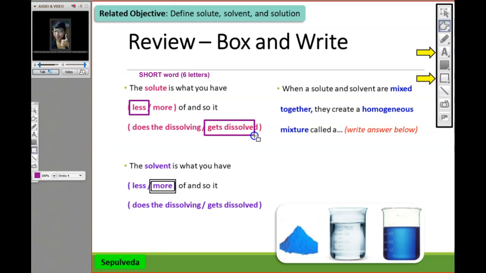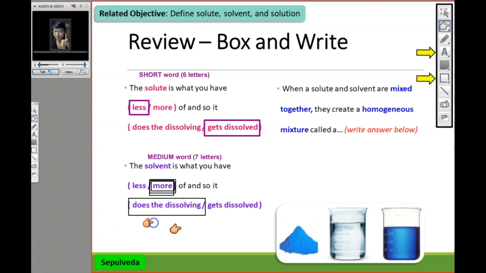Great job. All right, let's go ahead and do the one on solvent. Go ahead and put that up there. Remember, solvent is our medium word. This is our medium word that has 7 letters, so it's a bit longer than solute. Go ahead and tell me, what is a solvent?